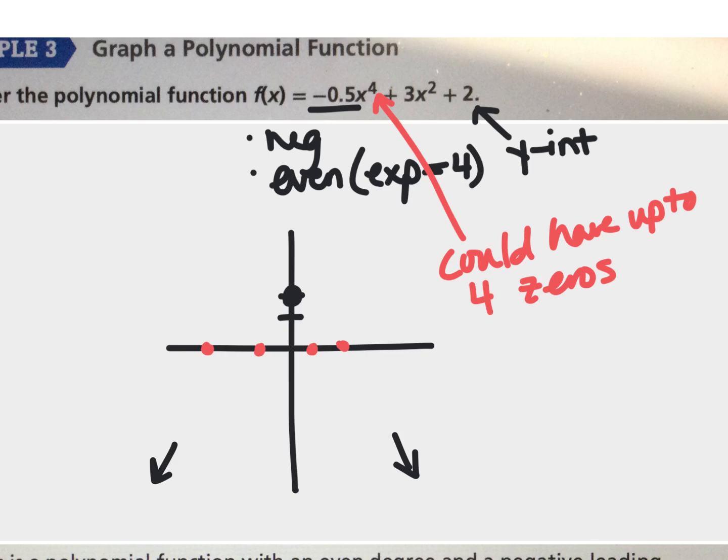The middle part, we'll talk a little bit more about how we graph that later on, but for now, these are the things that you need to know.